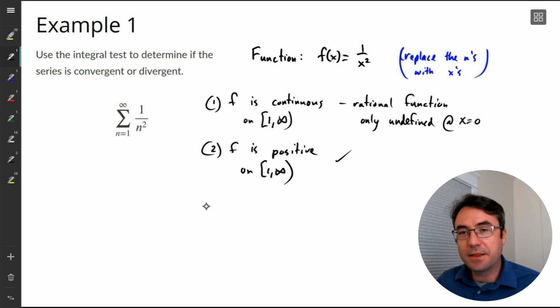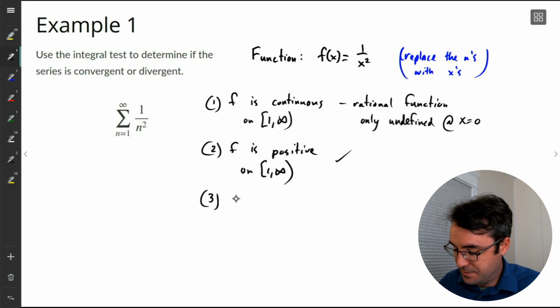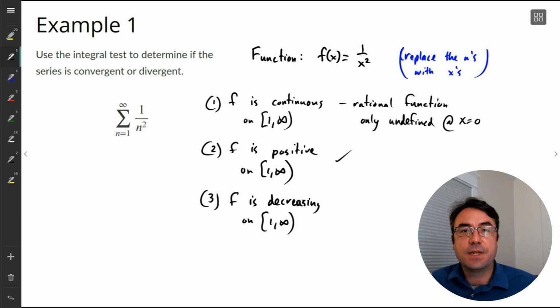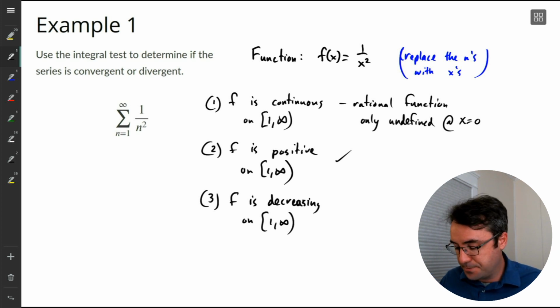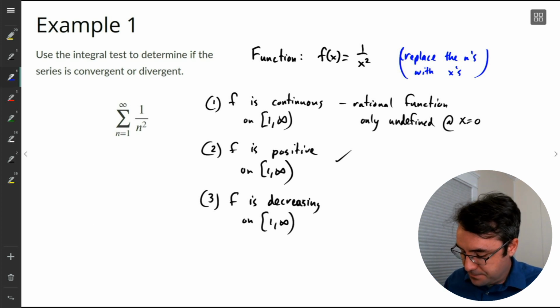Now the one that might take a little bit of work is decreasing. We want to show that f is decreasing on the interval closed at 1 up to infinity. I want to show it's a decreasing function. And we can do this using inequalities. We could do it with derivatives as well. Let's just do the inequality argument here just to see what that looks like. So let's try it out.